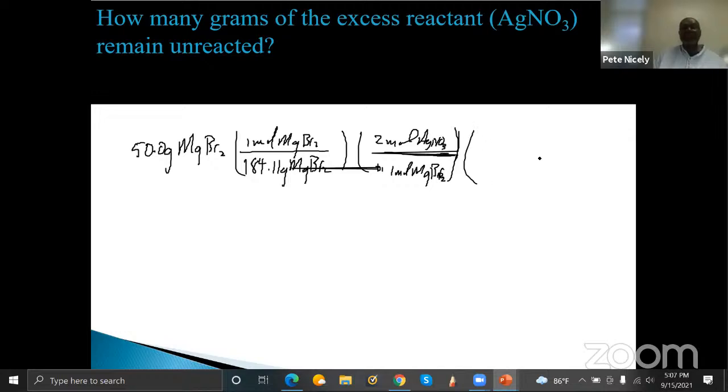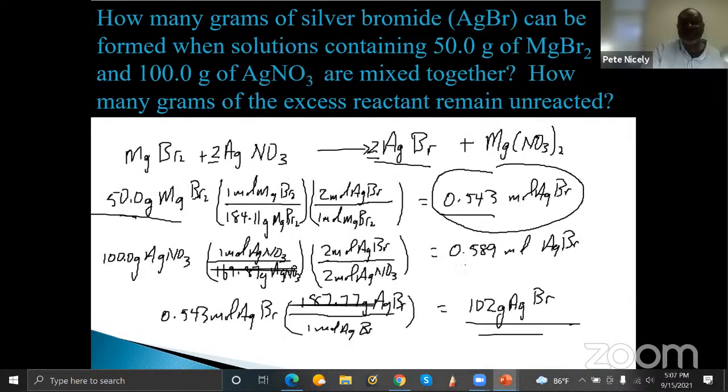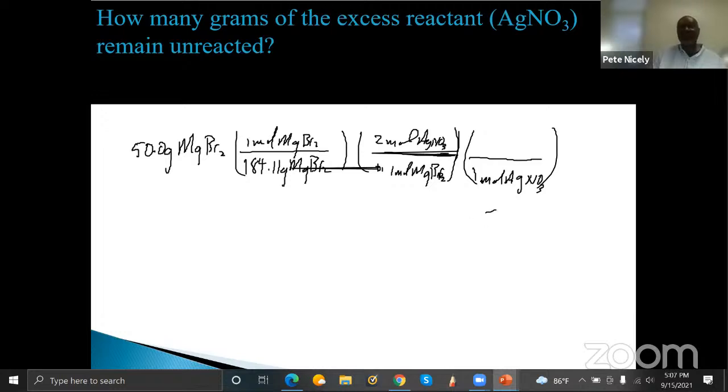All right. And then the next conversion factor is where we convert the moles of AgNO3 to grams. So you're going to have 1 mole of AgNO3 down below, and up here the molar mass, which I think we have from before. Do we have the molar mass of AgNO3? 169.87 grams. So up here you're going to have 169.87 grams of AgNO3. This is going to cancel out this, and your answer will be expressed in grams of AgNO3.